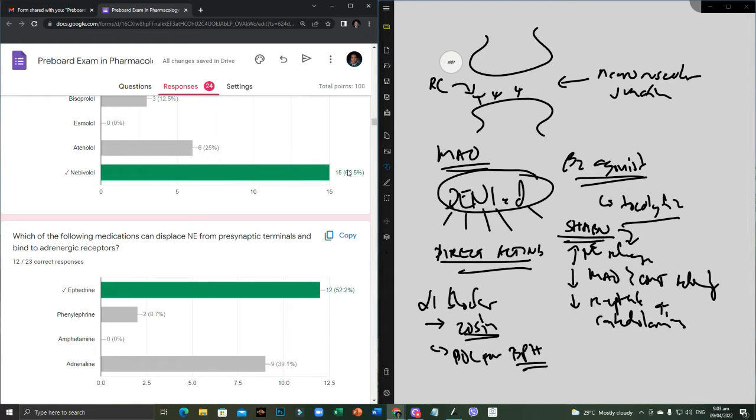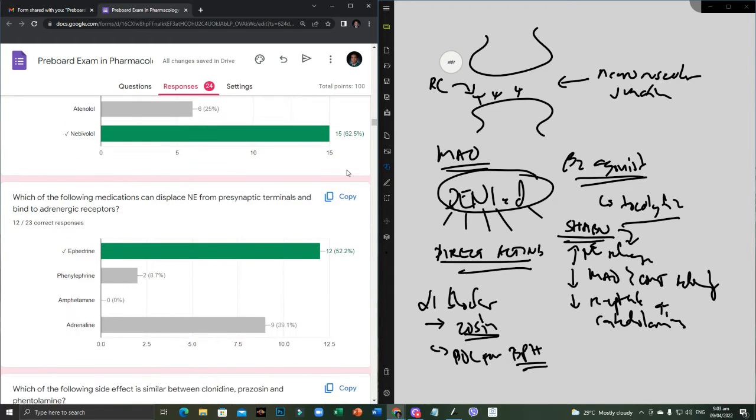Next question. Which of the following medications can displace norepinephrine from presynaptic terminals and bind to adrenergic receptors? So, class, what we're looking for here is an indirect acting sympathomimetic drug. Okay, an indirect acting one. So, which of the following medications can displace? Yeah, we're looking for the indirect acting one here, class.